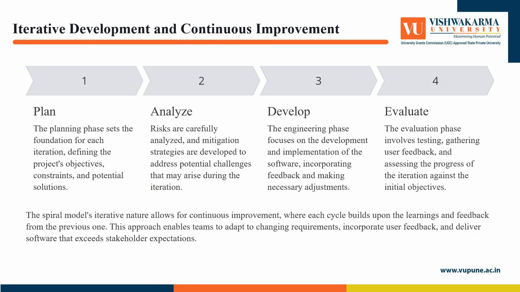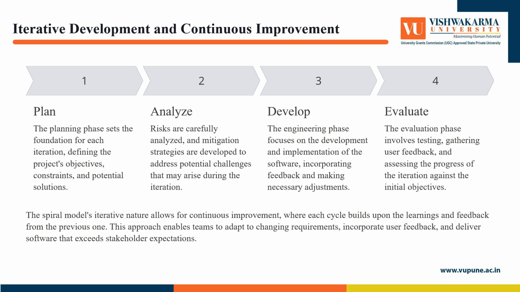Iterative development and continuous improvement. First is plan. The planning phase sets the foundation for each iteration, defining the project's objectives, constraints, and potential solutions. Second, analyze. Risks are carefully analyzed and mitigation strategies are developed to address potential challenges that may arise during the iteration. Third, develop. The engineering phase focuses on the development and implementation of the software, incorporating feedback and making necessary adjustments. Fourth, evaluate. The evaluation phase involves testing, gathering user feedback, and assessing the progress of the iteration against the initial objectives.